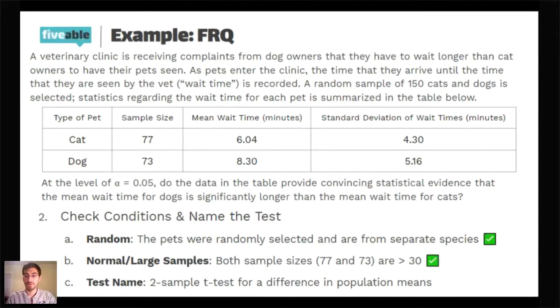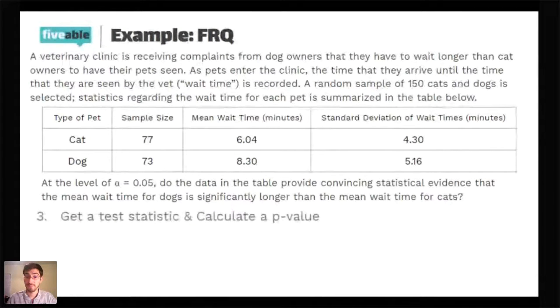All right, so we've checked our hypotheses. We've checked our conditions. Let's actually do the test, okay? So in my calculator, I'm going to go to stat test. And since we decided we're doing a 2-sample t-test, I'm going to do 2-samp t-test. Then I'm going to input the stats, not the data. So scroll over to input stats.